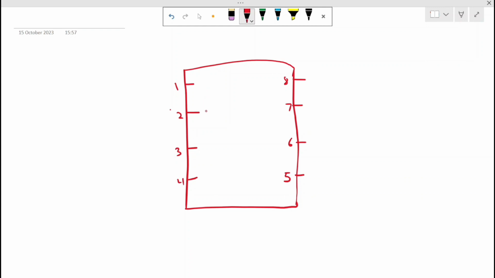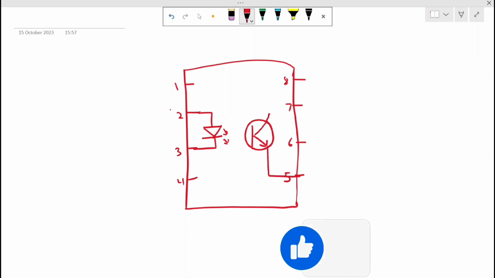In that IC, you can see one diode inside, the same as whatever I explained previously. One diode is there, and here one phototransistor is there inside. Then it will connect to pin number 5, and depending on the configuration, it will connect to pin number 7 also and pin number 6 also. Sometimes VCC and an internal resistance are also given. If this is not given, this is an open collector, and pin number 7 and pin number 8 are not used.